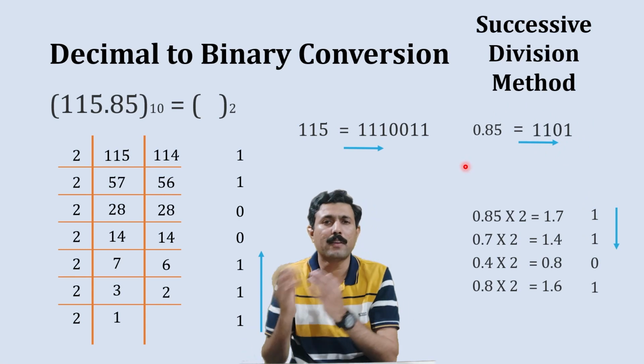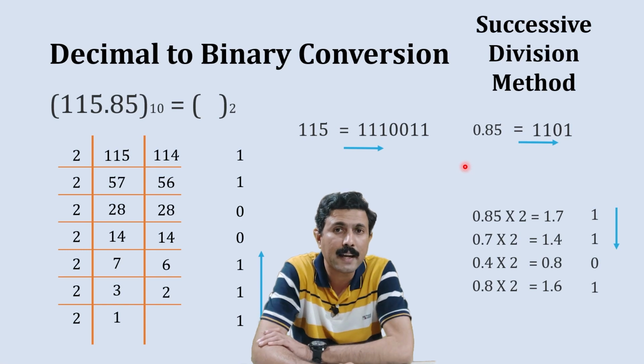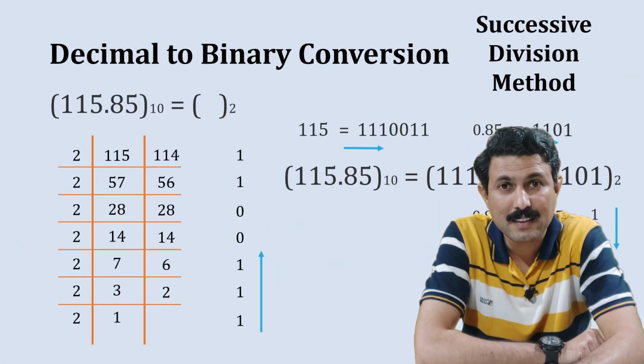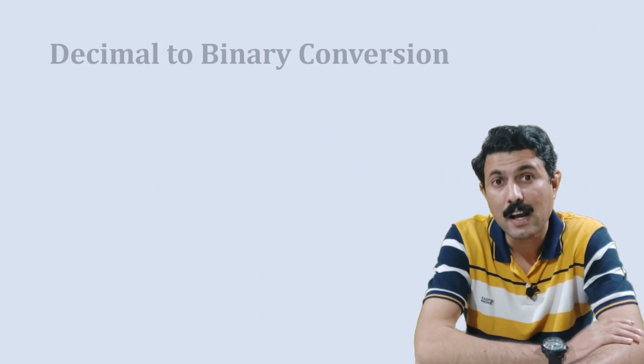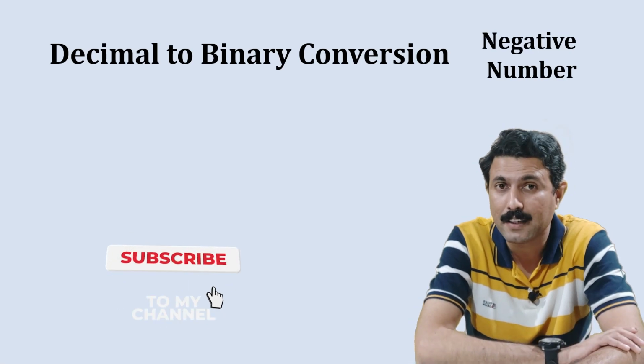Now we have the left hand side part and the right hand side part, and when we club these together we'll get the final answer, 1110011.1101. This is the binary equivalent of 115.85. So this is very simple. And now it's time to go for the negative number. How to convert a negative decimal number into a binary number.